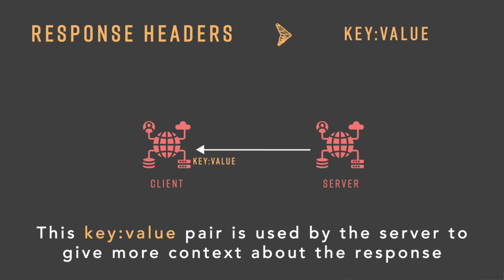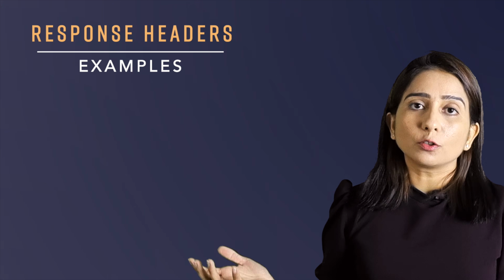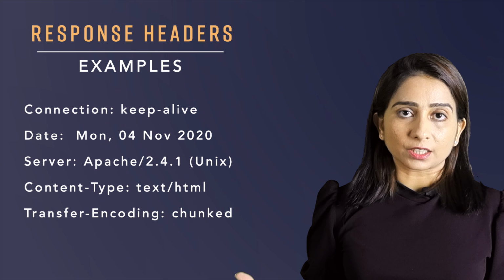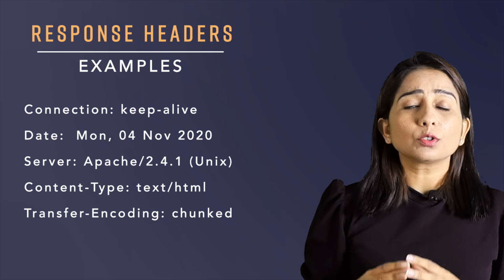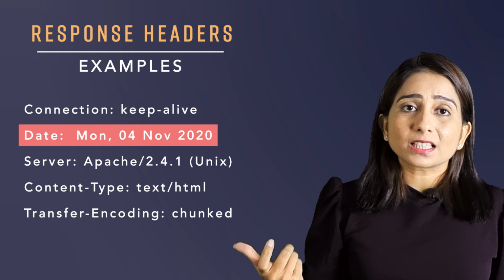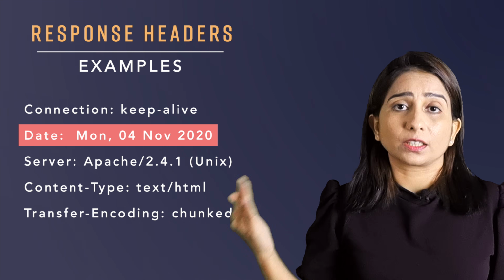Response headers are more like the server giving some additional information about the data that it has sent. Let's see how. In the example of a response header, you can see values like connection, date, server, content type, transfer encoding, etc. All these values have different meanings, and usually they give some information about the response. For example, date tells the date and timestamp at which I have sent the response.